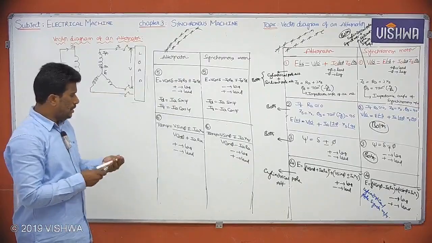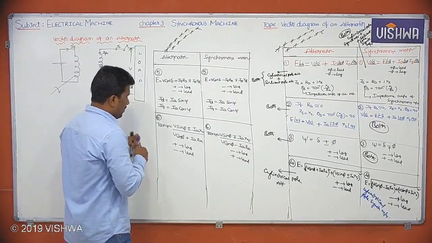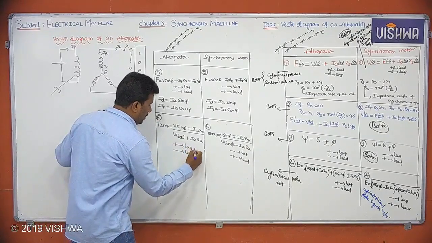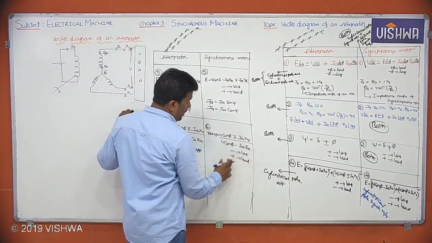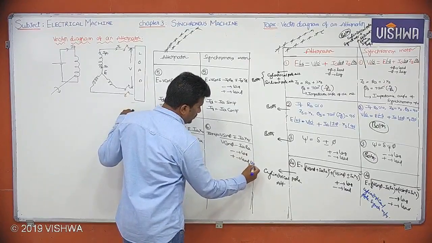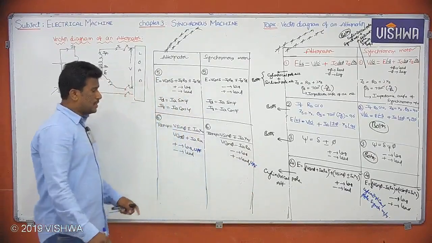Okay, you do one thing. Here in this formula, if you see, plus is for lag, comma, UPF also. Here, minus is for lag, plus is for lead, comma, UPF also. Because sometimes it will be useful.